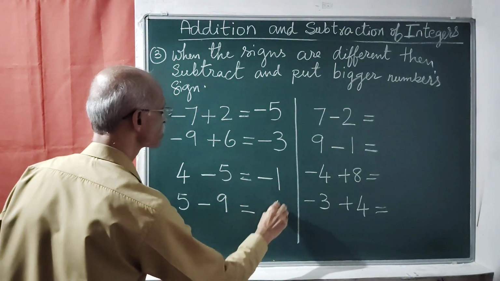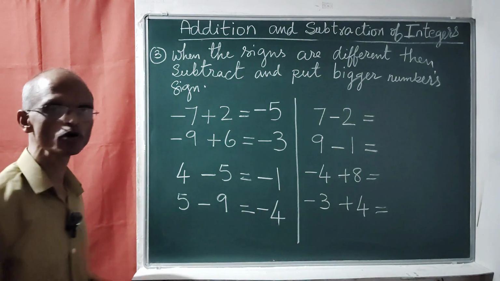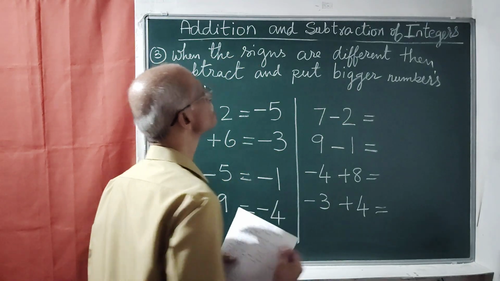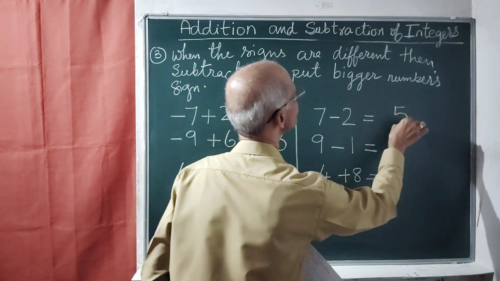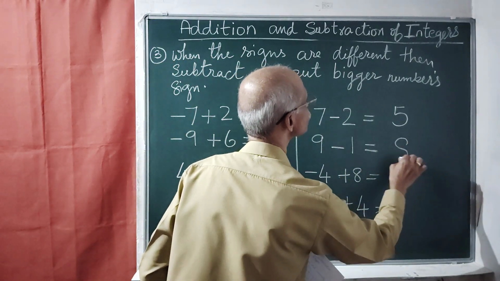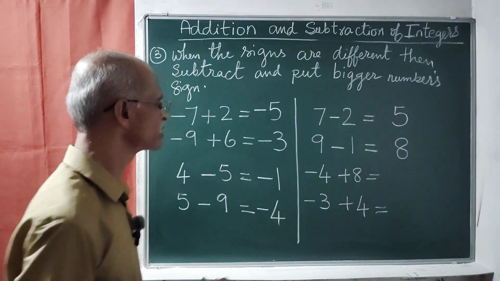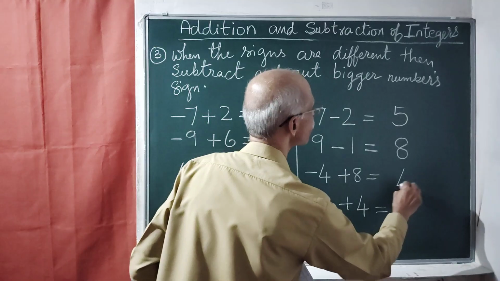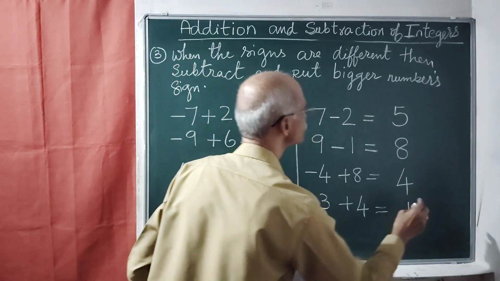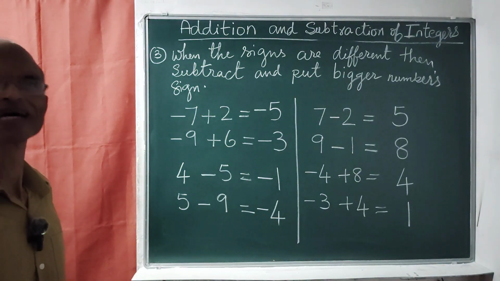Here I'll get 4. What sign am I going to give for 4? Minus 4. Subtract and put the bigger number's sign. Here I'll get what? 5. So what sign for 5? Plus 5. If I subtract, I'll get 8. So plus 8, because 9 is the bigger number, it's carrying a plus sign. Here I'll get 4. What sign for 4? Plus 4. Here I'll get plus 1. So subtract and put the bigger number's sign when the signs are different.